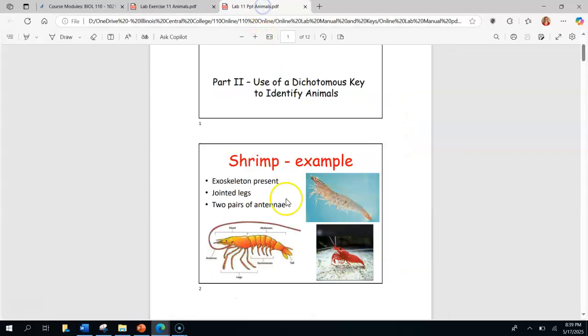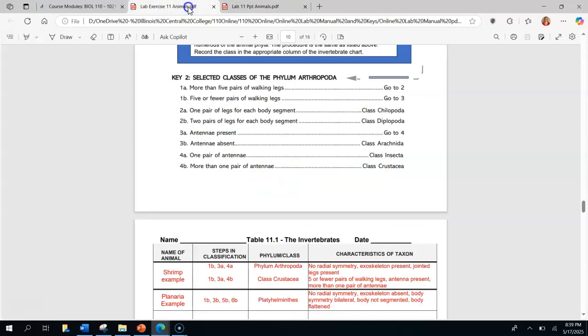Let's go back to our shrimp picture. Jointed legs, 2 pairs of antennae. You can see their little walking legs and their antennae. Okay, so let's go back, and you can look at your choices, 1A or 1B. 5 or fewer pairs of walking legs, which is true. So we're going to put 1B, then we're going to go to 3. Antennae present. Well, they did have antennae, so now we're going to go to 4.